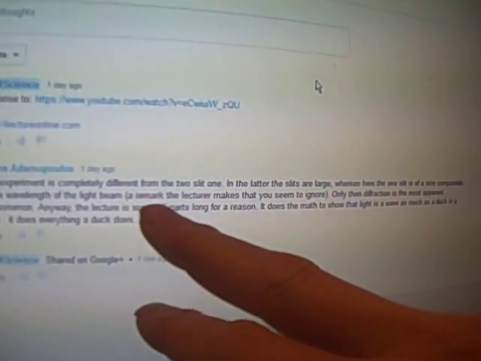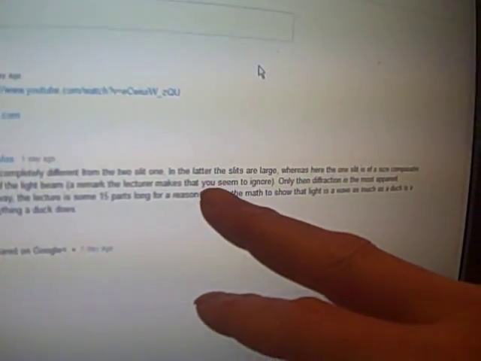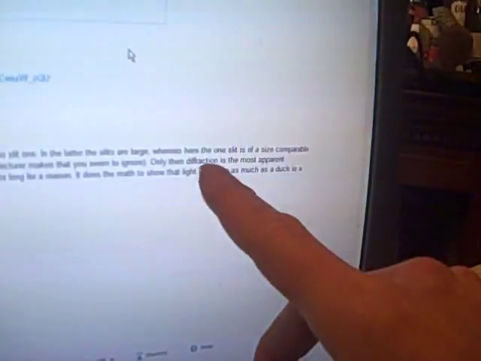"Wavelength of a light beam. A remark the lecturer makes that you seem to ignore." No, it's the same exact remark he makes in the two-slit experiment. Again, they're very narrow slits in the two-slit experiment. You're wrong. You're rude and obnoxious. "Only then is diffraction the most apparent phenomenon." Well, again, that's not the argument made in the two-slit experiment.